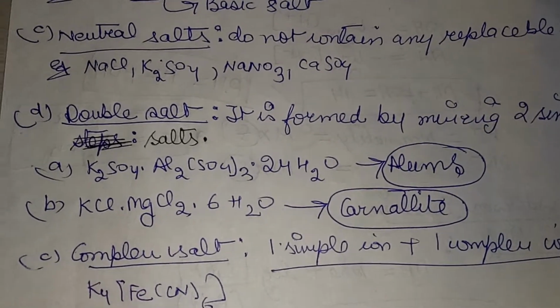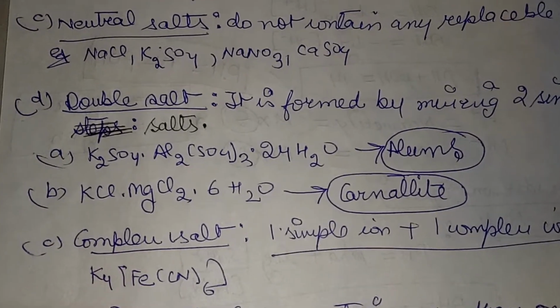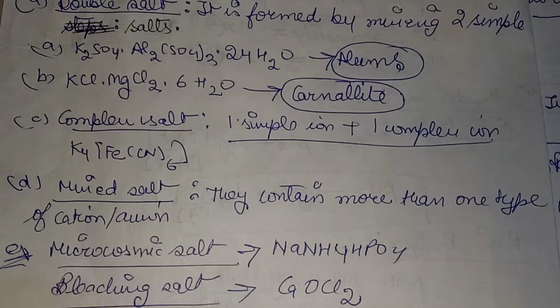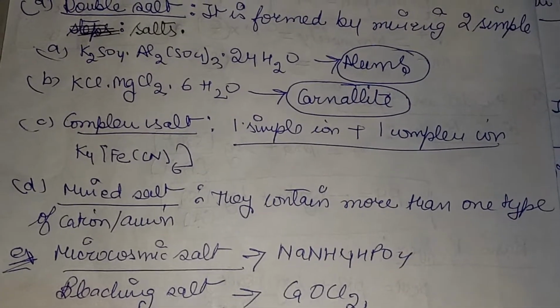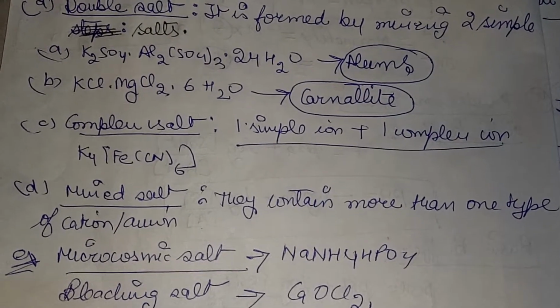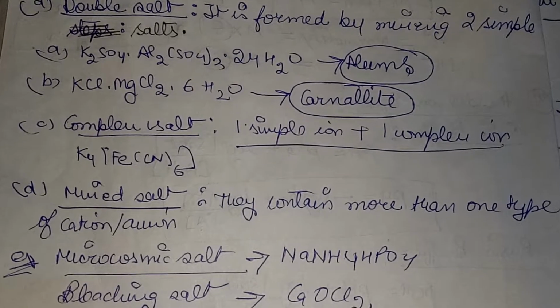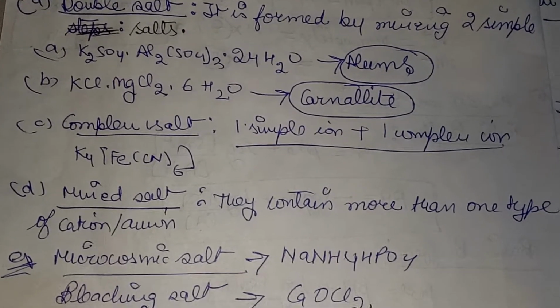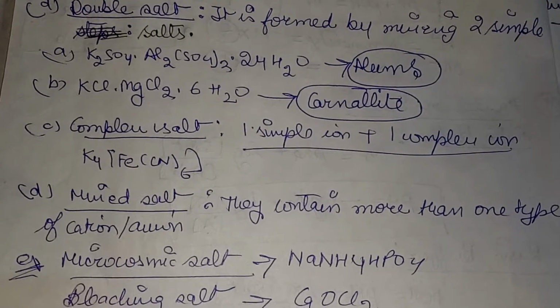Carnallite formula is KCl.MgCl2.6H2O. Now what is a complex salt? They are formed by mixing one simple ion and one complex ion. The simple ion is K4 and the complex ion is Fe(CN)6. Together they form a complex salt. So K4[Fe(CN)6] is an example of a complex salt.